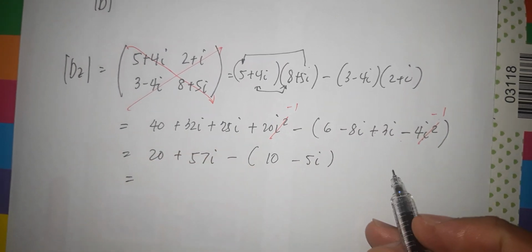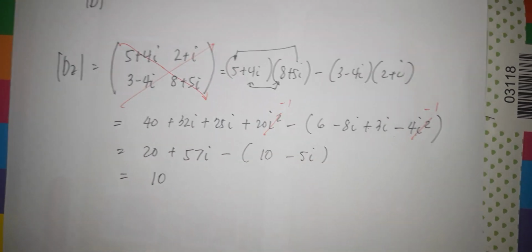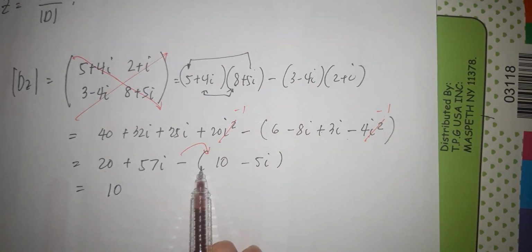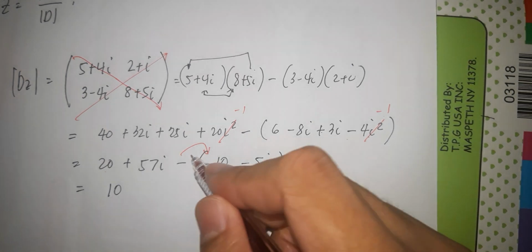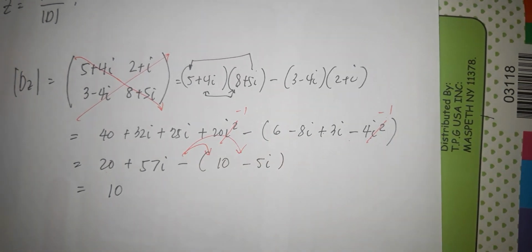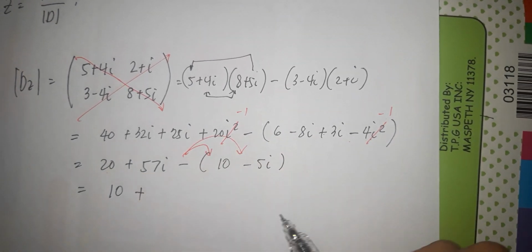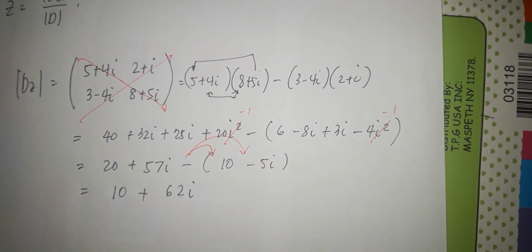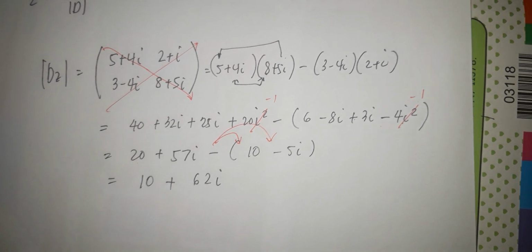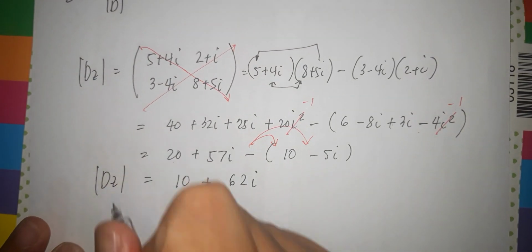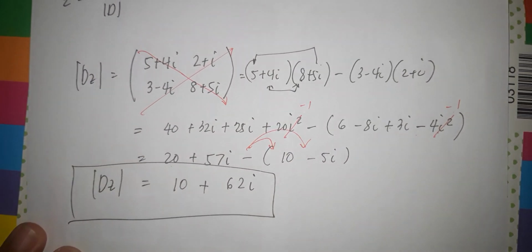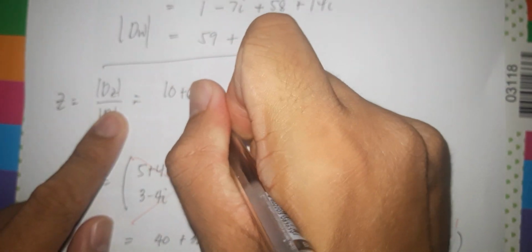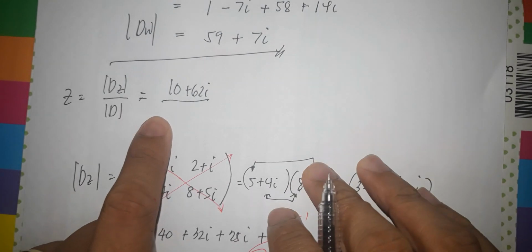So this DZ therefore is 20 minus 10, which is 10. You need to distribute that negative. Then negative, negative becomes 57 plus 5, which is 62i. So that is 10 plus 62i, the value of our DZ. Substituting it here, that's 10 plus 62i over the determinant D.